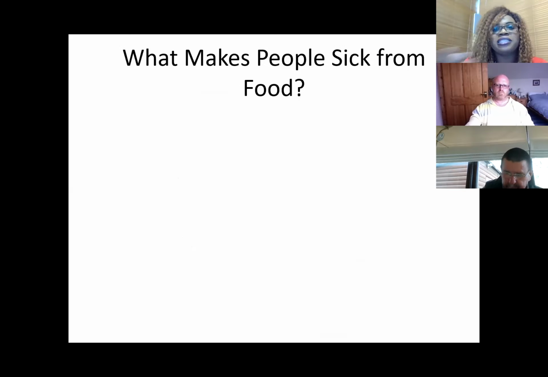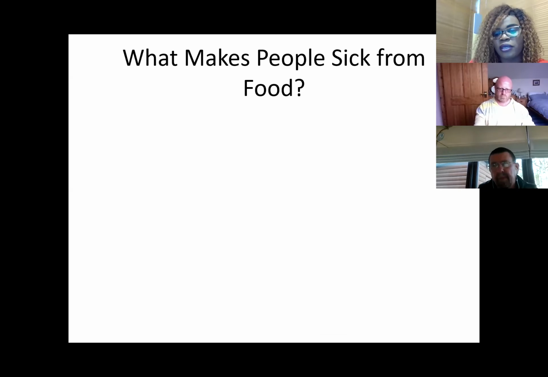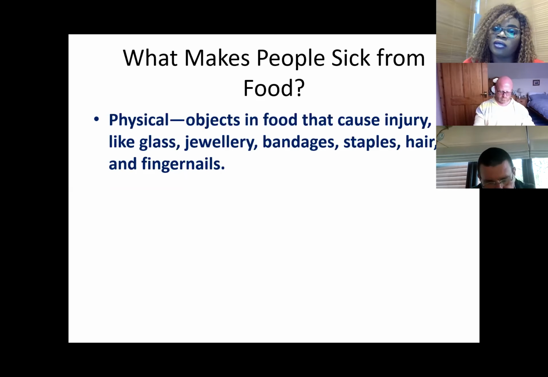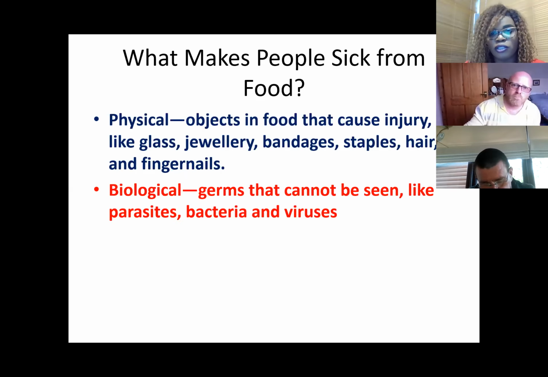So moving on then, what makes people sick from food? There are three classifications. What can make you sick could be physical, so an object in the food that can cause injury, like glass, jewelry, bandage, staples, hair, or fingernails. So physical, or it could be biological.